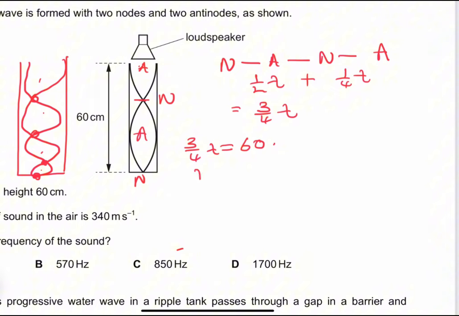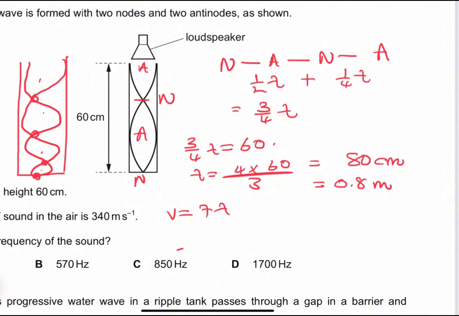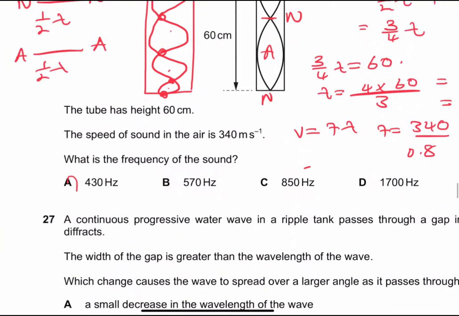So what is the value of lambda? That's 4 times 60 divided by 3, which is 240 divided by 3. That gives you 80 centimeters, which is 0.8 meters, right? So this is the value of lambda. But we know that v is equal to f lambda, right? So your value of f will be 340 divided by 0.8. That gives you a frequency of approximately 430 hertz. Very important. So the answer is A.